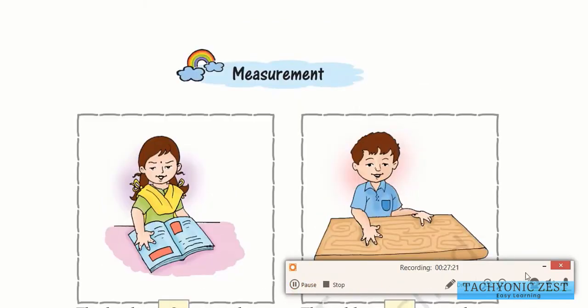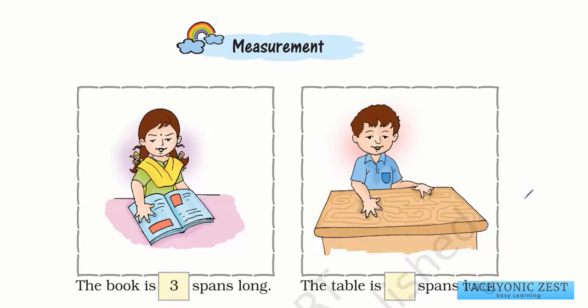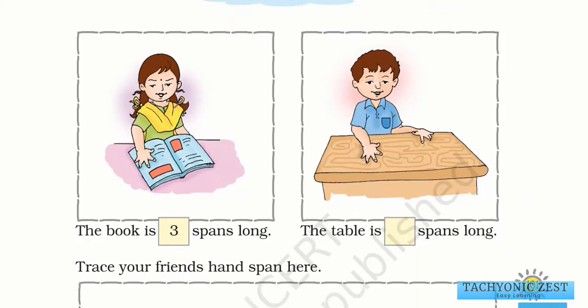Next comes measurement. So this is the final portion of this chapter. Now we have to measure and we have to say how long the objects are and how short they are. Okay, so in measurement there are various things. In the first picture, this is a girl, and she has a book. She's studying a book, and it is written the book is 3 spans long.